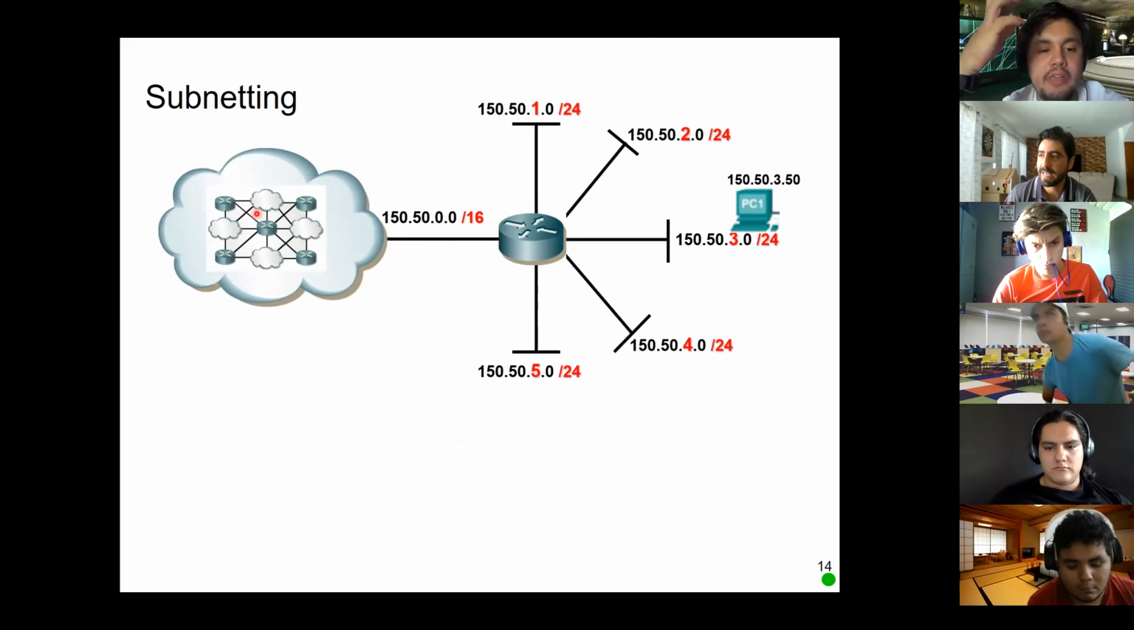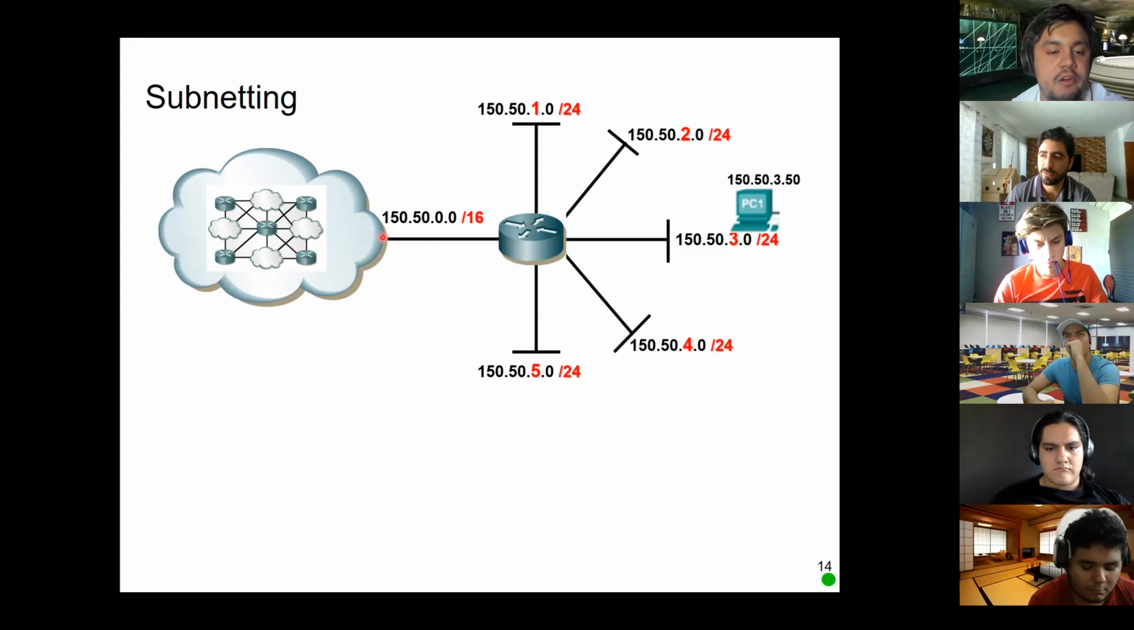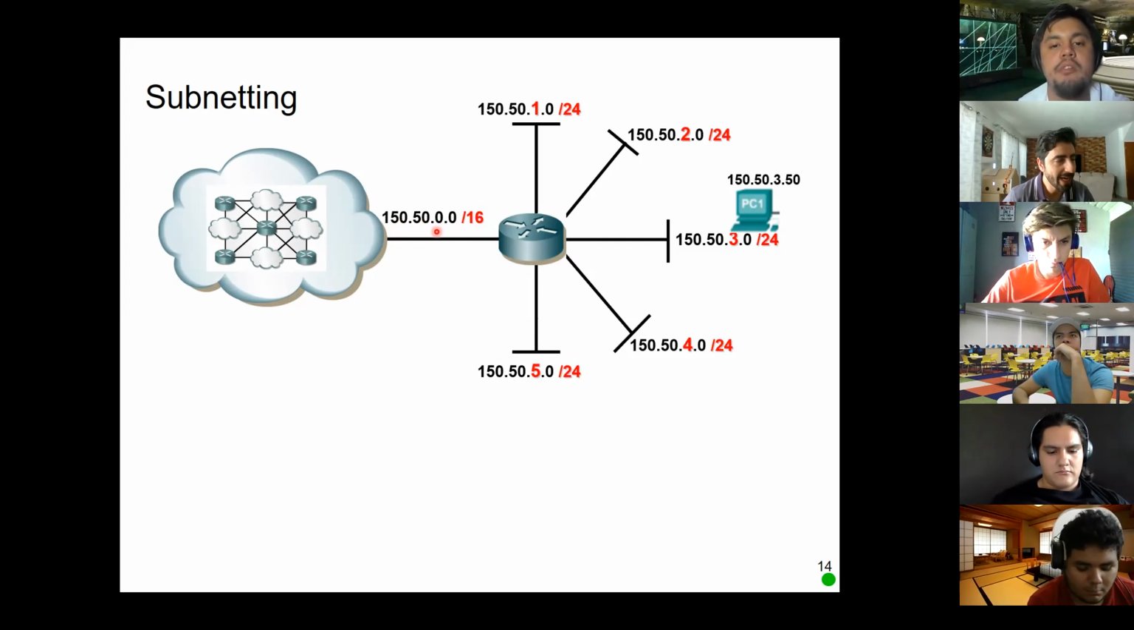So remember this example that we mentioned earlier. This is the ISP. This is the router that is connected to the ISP. This is the address that the ISP assigned to you, which is 150.50.0.0 with the network prefix of 16. What it means is you have this whole range of 2 to the power of 16 IP addresses, which is like 65,000 IP addresses to play around with.